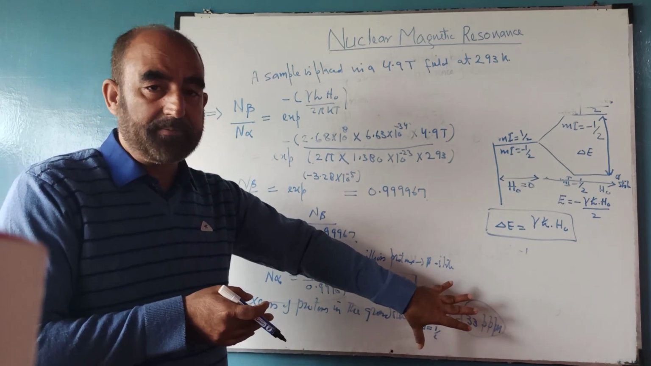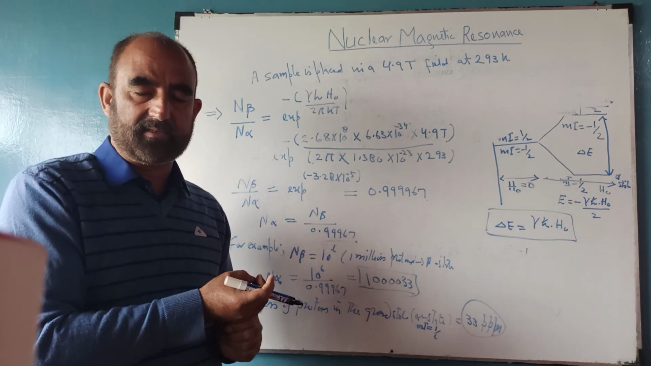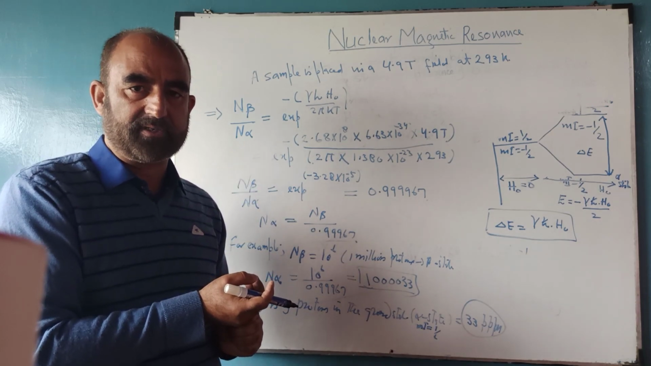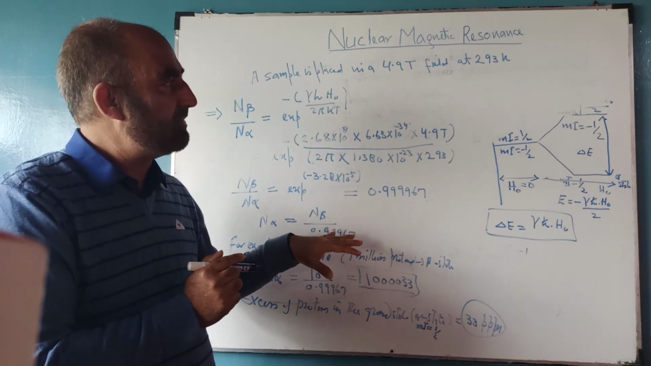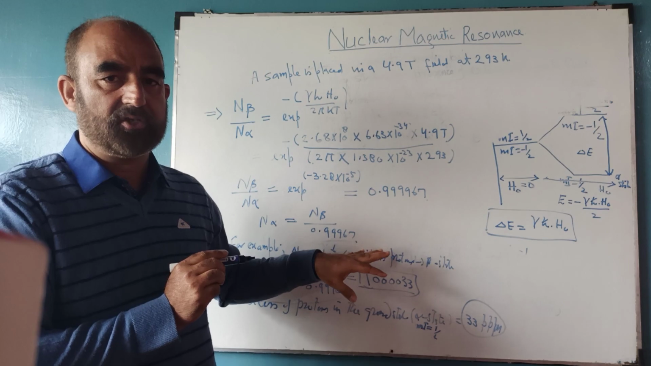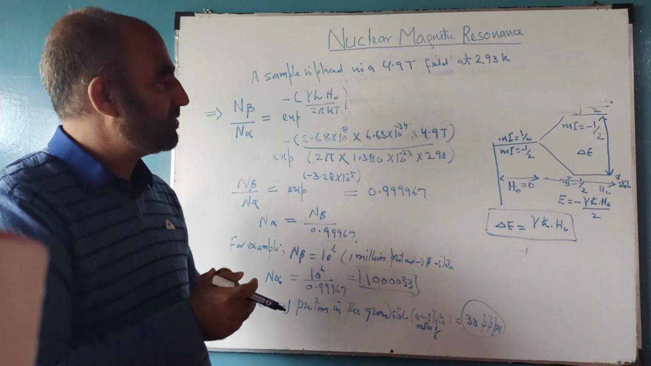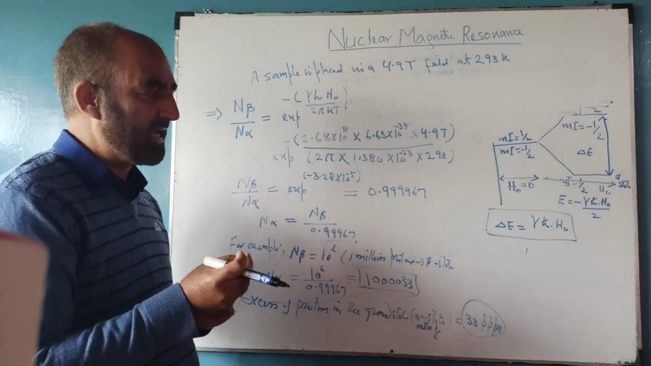So this 33 parts per million is a very small excess number of protons in the ground state, but the whole experiment depends on this, and that's why the NMR signal is a very weak signal, it does not have much intensity. So we depend on this small excess of protons.